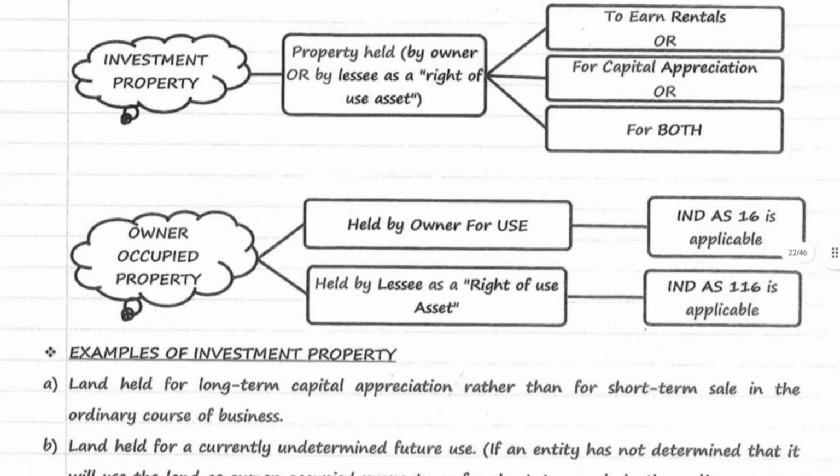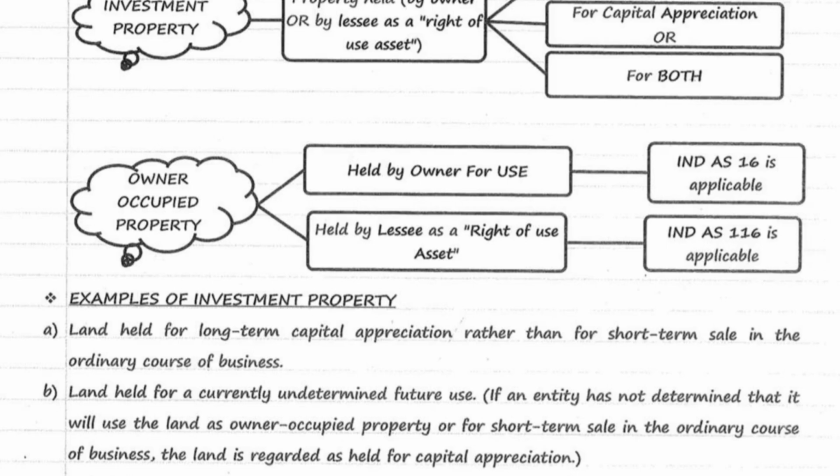What is owner occupied property? Owner occupied property is a property held by owner for use or held by lessee as a right of use asset. That means ROU asset. If property is held by owner for use, Ind AS 16 is applicable. If property is held by lessee as a ROU asset, Ind AS 116 is applicable.